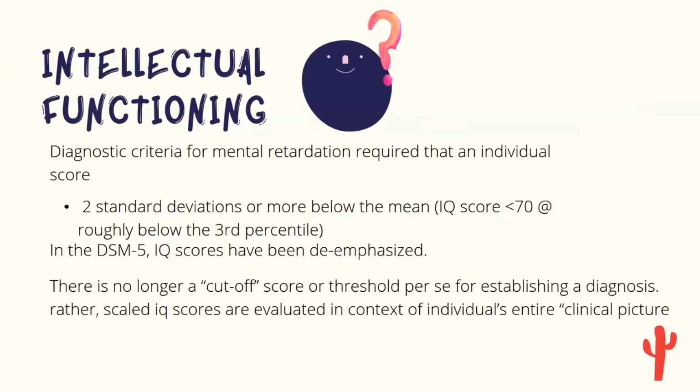All right. So the first criterion, intellectual functioning. It's one of the required components of the diagnosis of ID. The criterion to diagnose is that it has to be 2 standard deviations or more below the mean IQ, which is an IQ score usually less than 70, or roughly below the 3rd percentile, and this indicates a significant intellectual impairment. In DSM-5, however, IQ score has been de-emphasized.